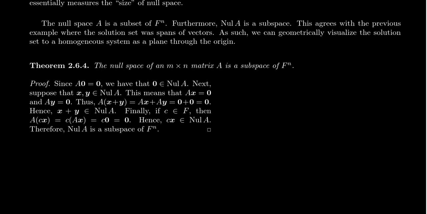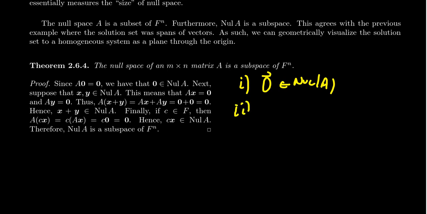Because to be a subspace, we have to first show that the 0 vector belongs to the null space of A. And that's pretty easy to do, because A times 0 is equal to 0. And therefore, 0 is a solution to the homogeneous system Ax equals 0. So that gives us that the null space contains 0, right?